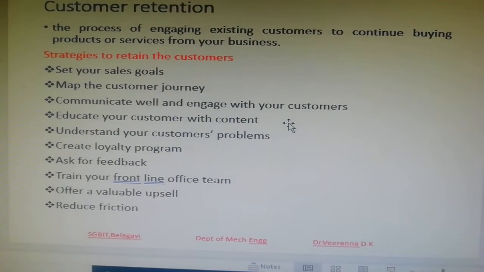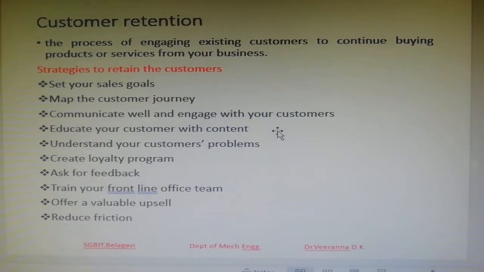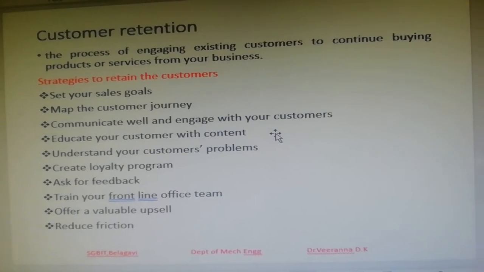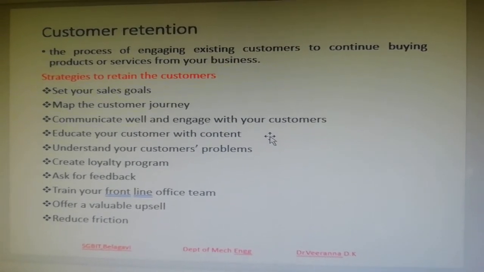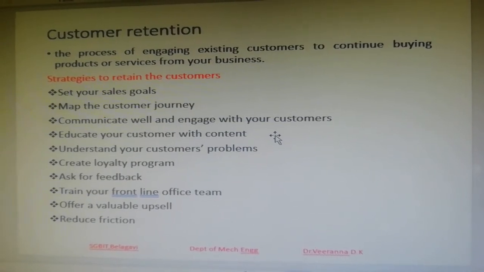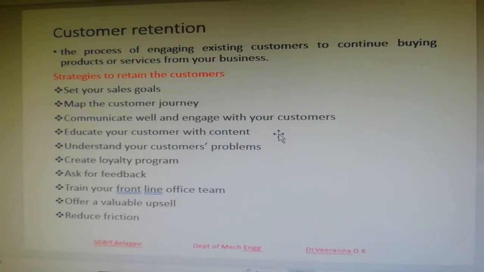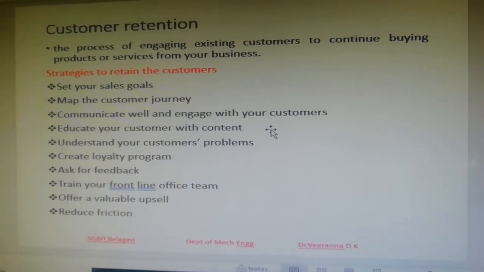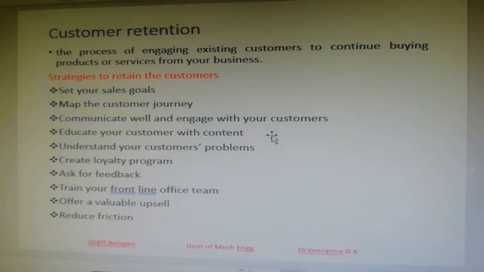Then you have to ask for feedback. When you ask for feedback and act on it, then automatically the people will feel happy and they will be retained. Then at the same time, the most important thing is, when you are in sales, especially in services, your frontline office people should be very good and soft spoken, and they have to take care of the product or the services. If not, then automatically the people will not come back to your product or the services.